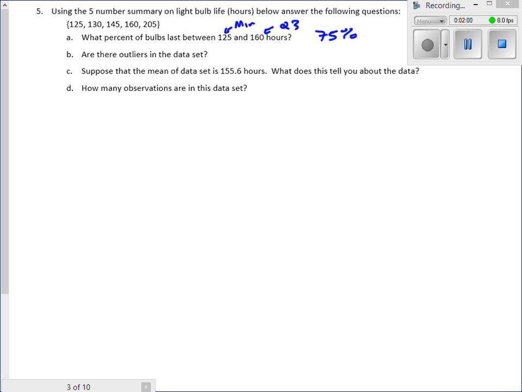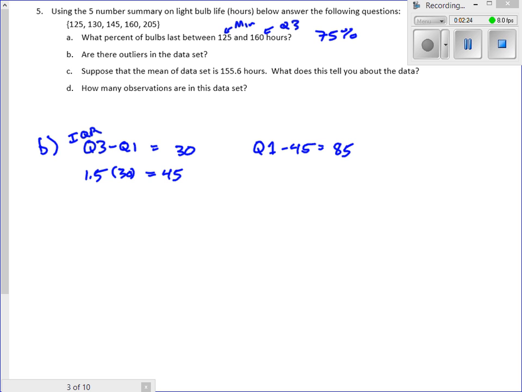Are there outliers? So for part B, we need to do Q3 minus Q1. Let's go and get that IQR, which would be 160 minus 130, which is 30. 1.5 times 30 puts us at 45. And then if we go Q1 minus 45, 130 minus 45 would put us at 85. And then Q3 plus 45 puts us at 205.